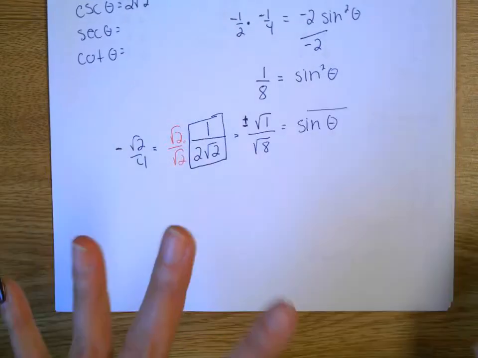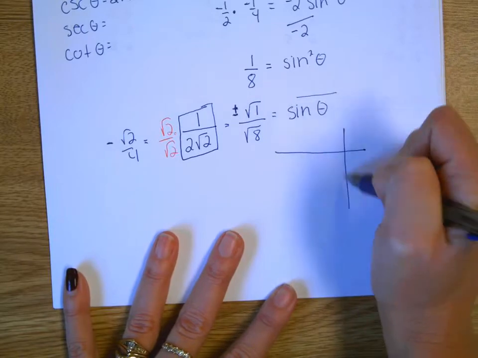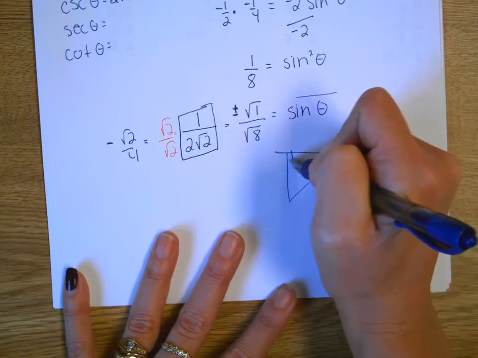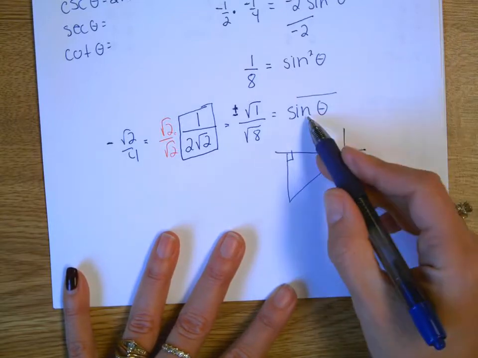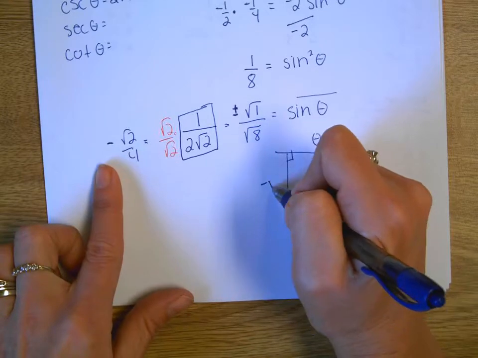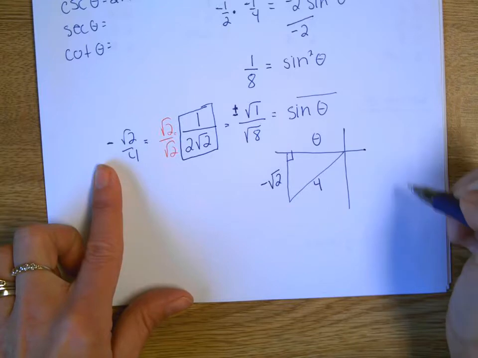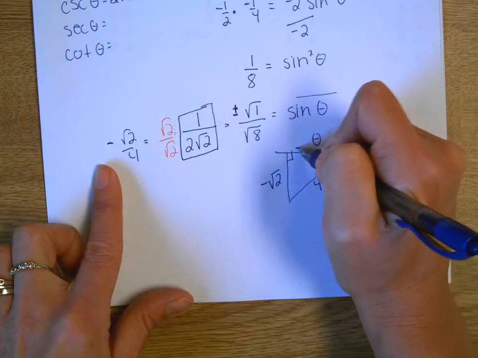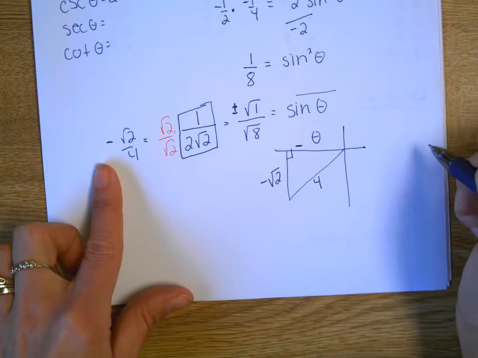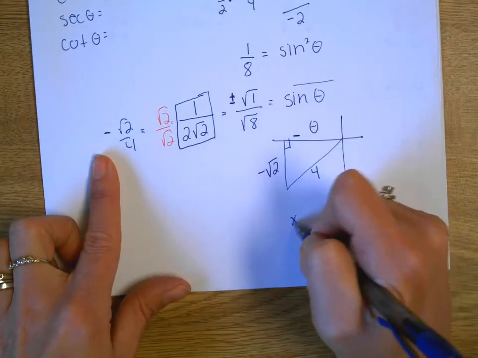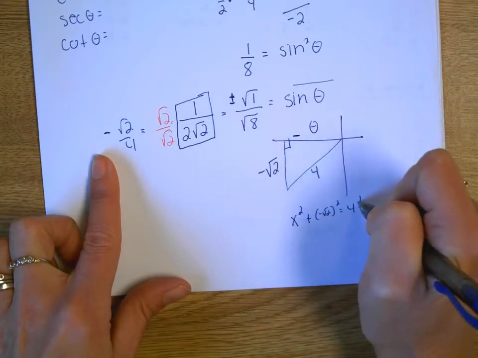So, let's do the triangle, then I'll show you what we did in both of them. So, quadrant 3. This is angle theta. I know this sine ratio is negative square root of 2 over 4. And then we've got to find the negative x value. Putting my negative down right off the bat. So it's going to be x squared plus that negative square root of 2 squared equals 4 squared.